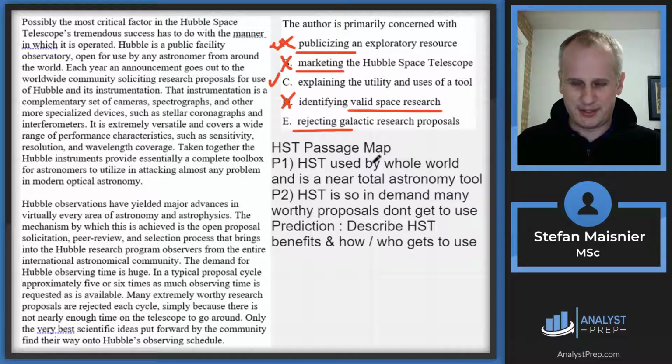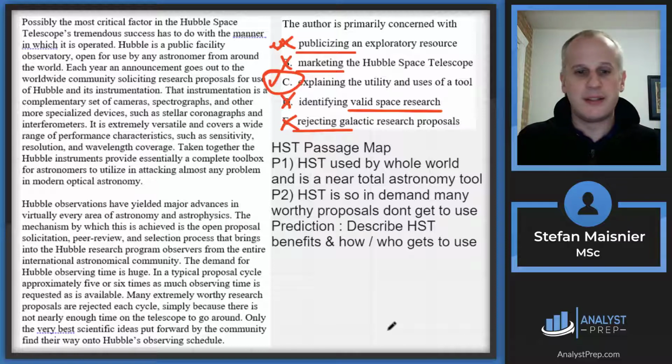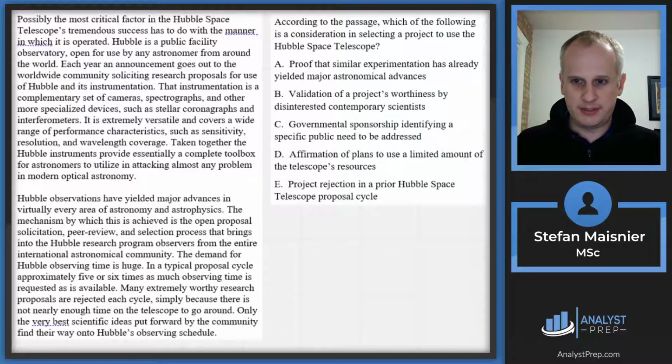But the author herself or himself is certainly not rejecting the proposals individually, and we can confidently select C for this question. So now, let's move on, and we'll take a look at a slightly different but similar question. On the exam itself, you would keep your notes from the passage map, and hopefully the sheer action of working through the passage map would improve your understanding of things in their entirety.